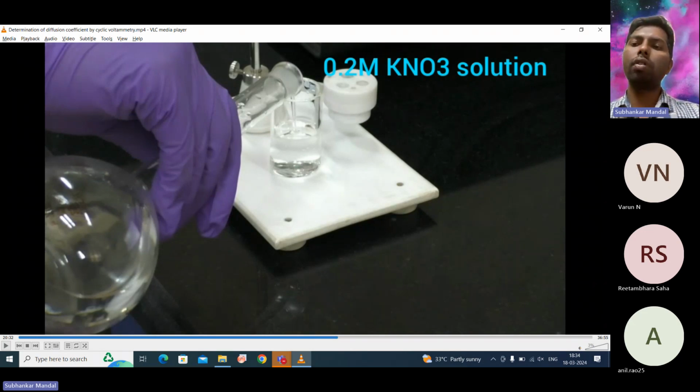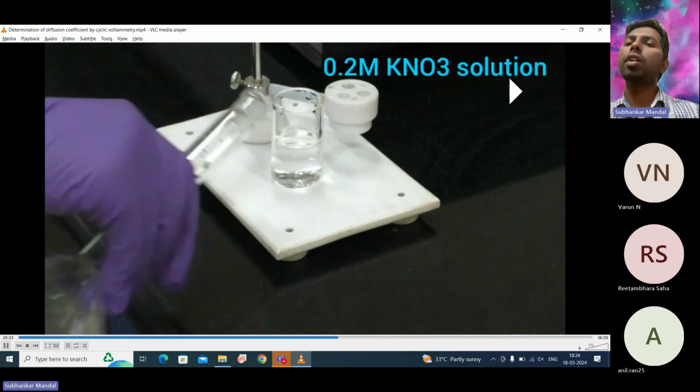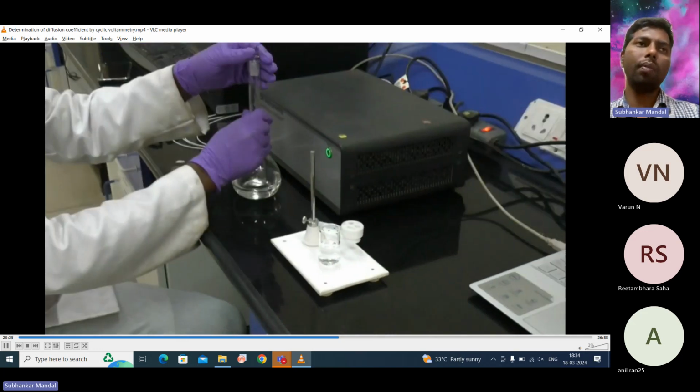So when we do the experiment, first we take the supporting electrolyte or only the solvent and do cyclic voltammetry. Then you will see whether there is any redox activity of the solvent or supporting electrolyte or not. After that, we will measure your analyte. For that, we are first doing the supporting electrolyte.